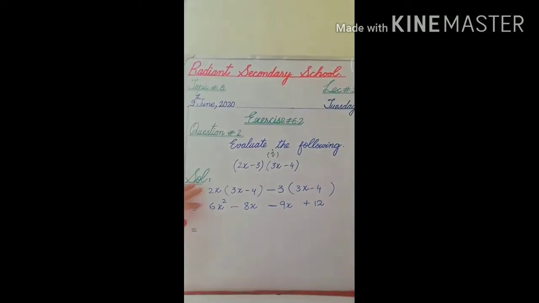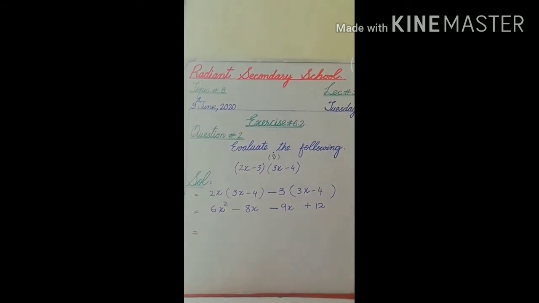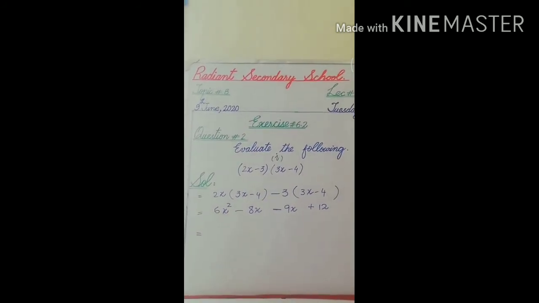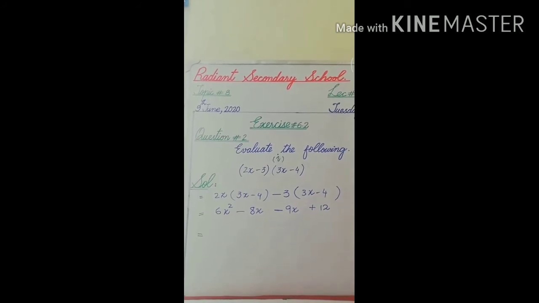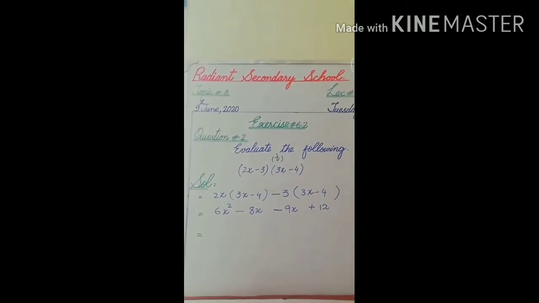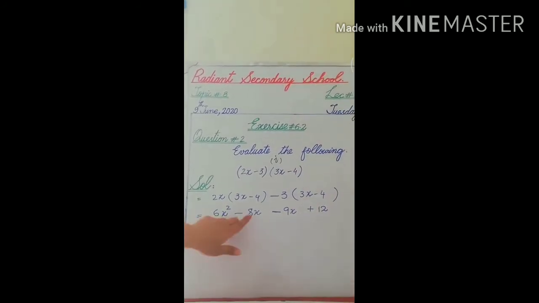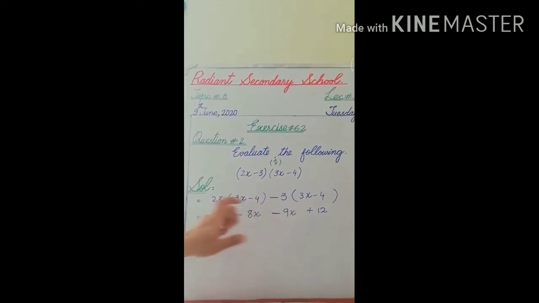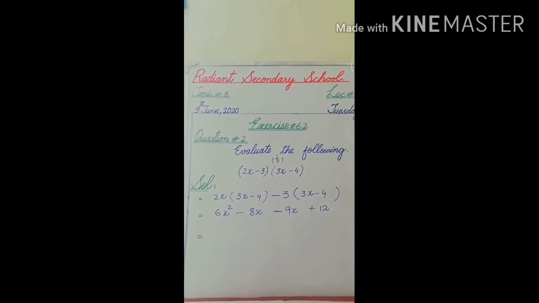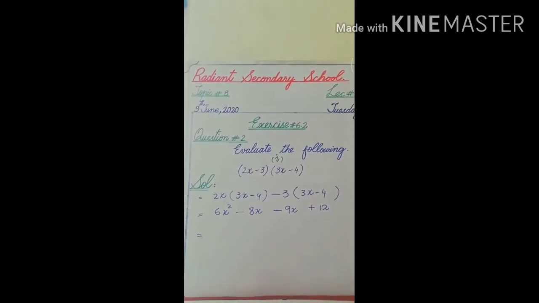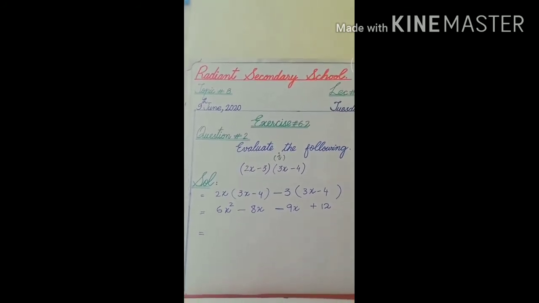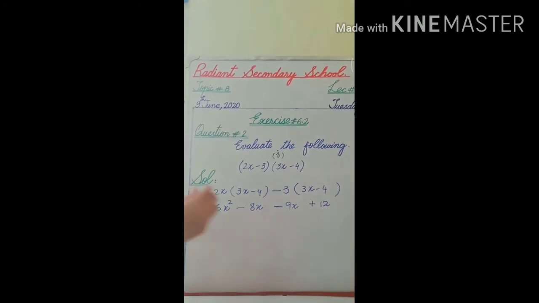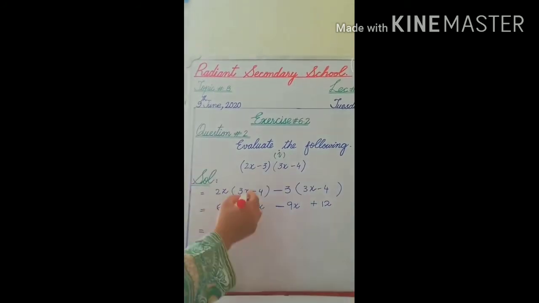Okay, now students, we have to solve it further. After opening the brackets, we have to check whether any like terms are there. What are like terms, students? Just go to your previous video and previous lecture. If bases are same and their exponents are same, they are called like terms. And if any like terms are in my step, then we have to simplify.